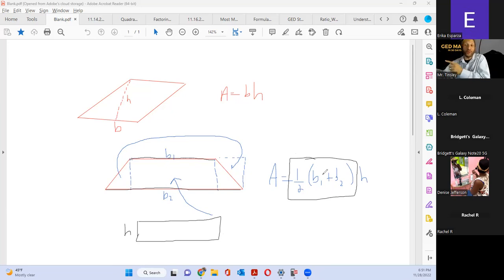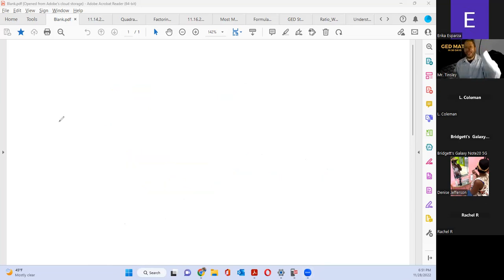This is why I put my formula this way. And if you look at the formula sheet, it has one half height times base one plus base two. I need you to understand why you're taking half. You're finding the average of the two bases, then multiplying it by your height. So that's all your area problems, right? Except for one more. And this is another guaranteed problem. Area of a circle is pi r squared.